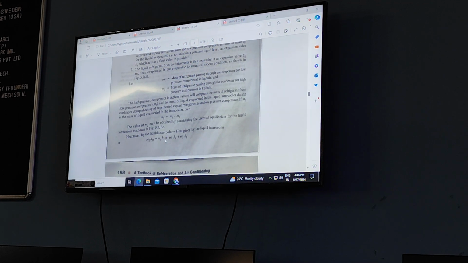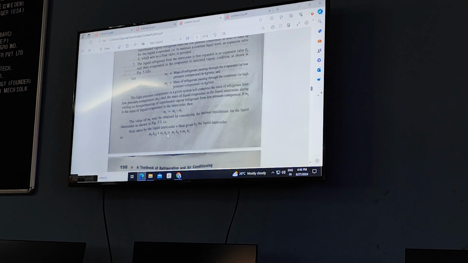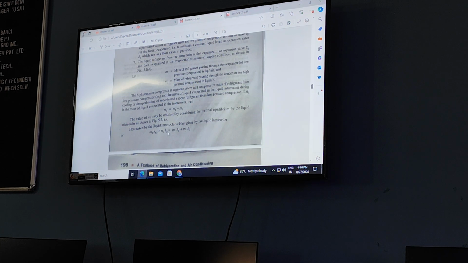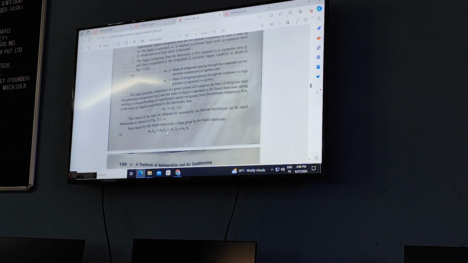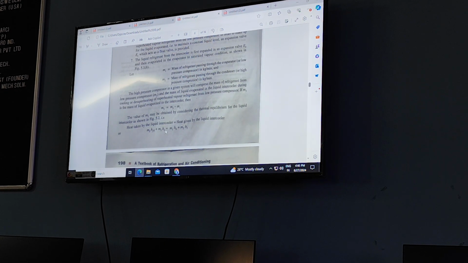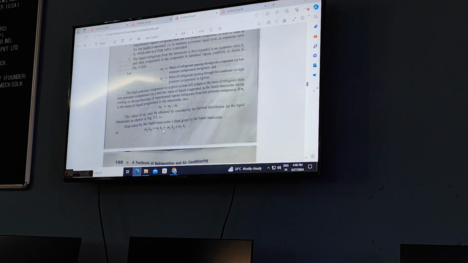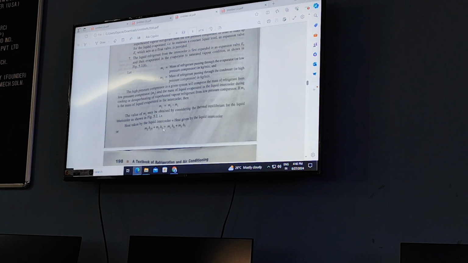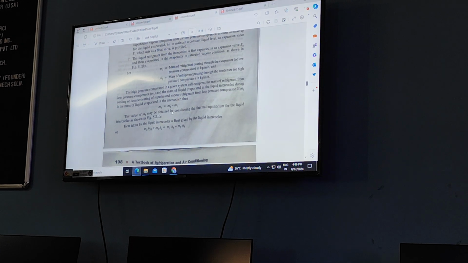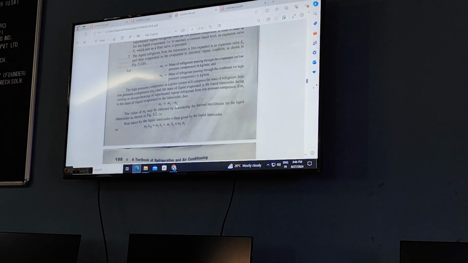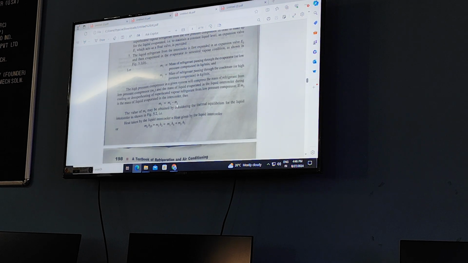How do we have to calculate M3? Mansi, what is M3? M3 is what? Here, M3 is the mass of liquid refrigerant evaporated in the flash chamber.